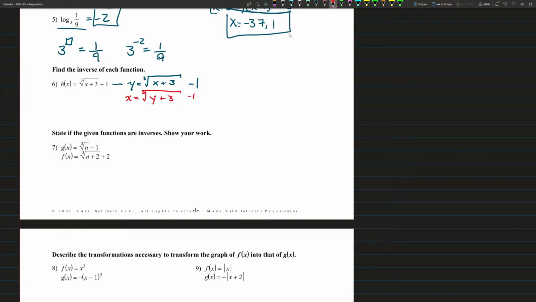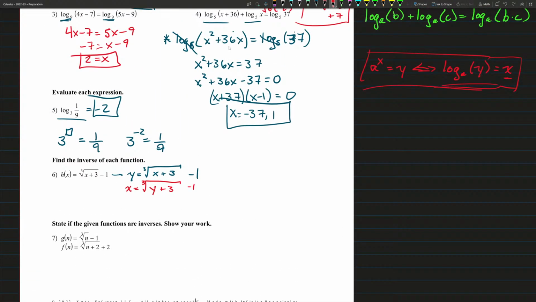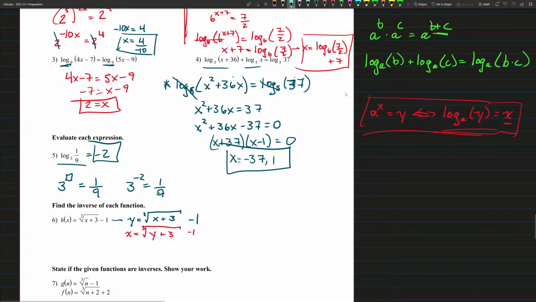Did you combine the logs on the left on number 4? Yes, I combined the logs on the left on number 4. Okay, if we have a sum of 2 logs, right, that's up here. If we have the sum of two logs with the same base, we're just multiplying their insides. So that's where log base 5 of x squared plus 36x came from.